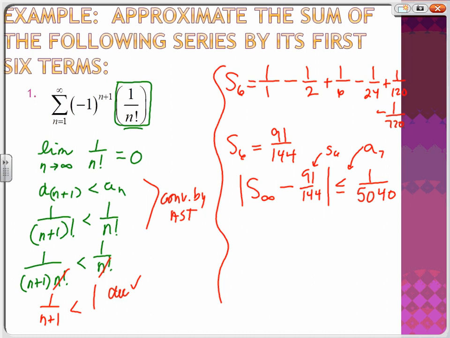So our error is pretty small, right? Let's do some algebra. So S of infinity minus 91 over 144 is less than or equal to 1 over 5040, which is also greater than or equal to negative 1 over 5040. Remember that from Algebra 1?